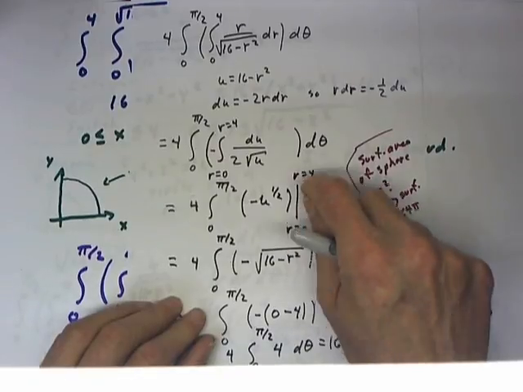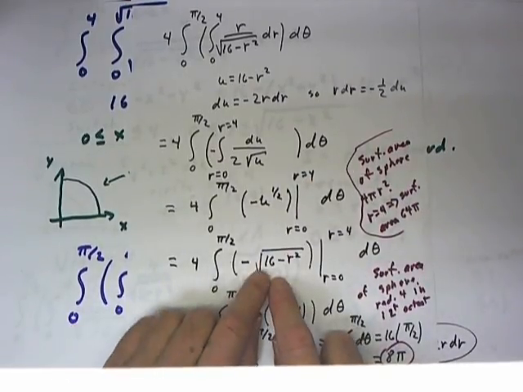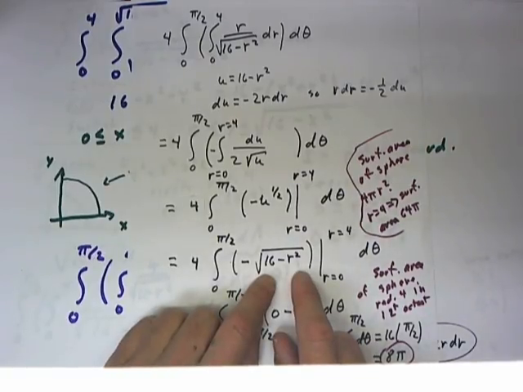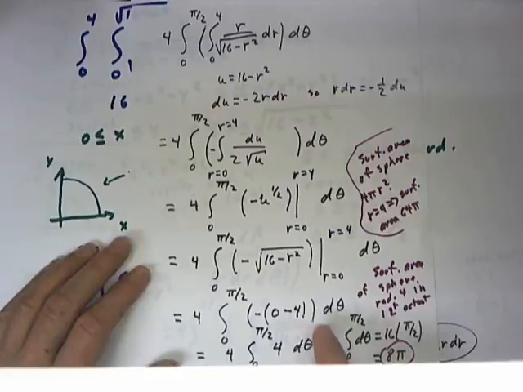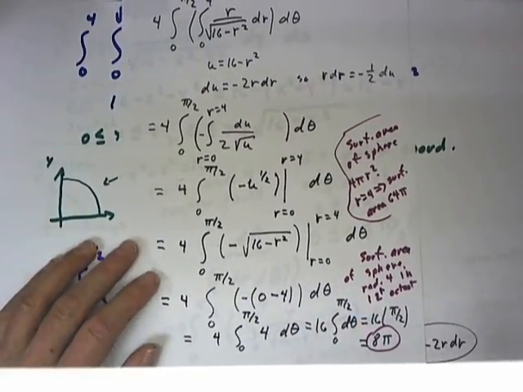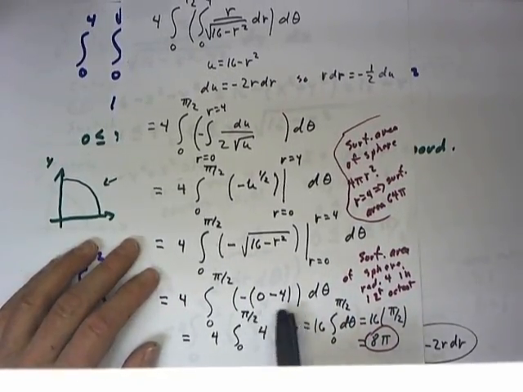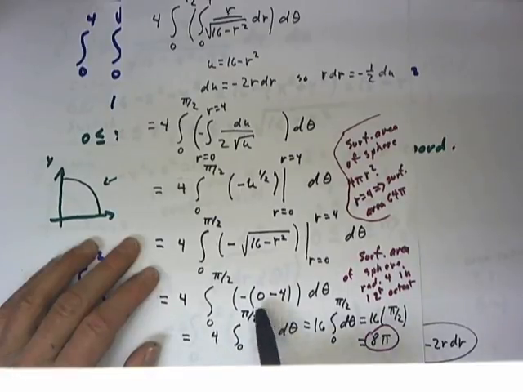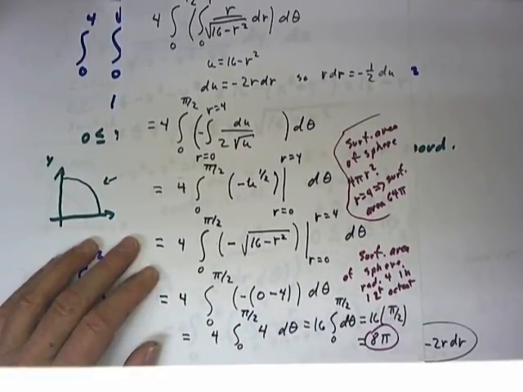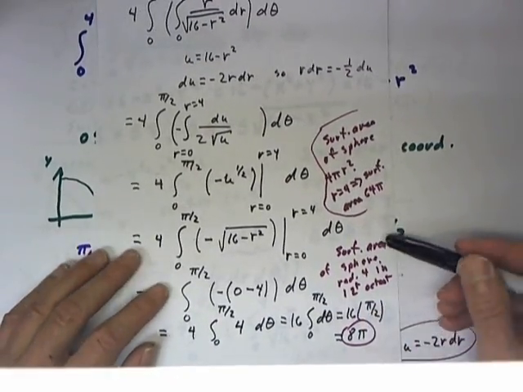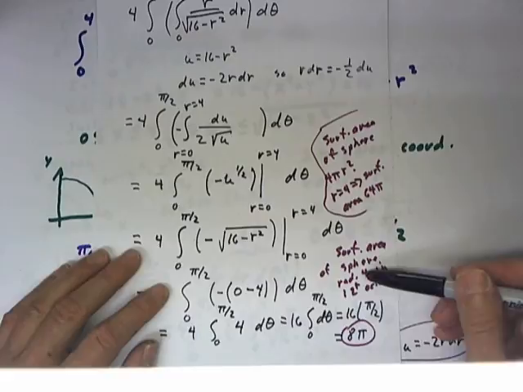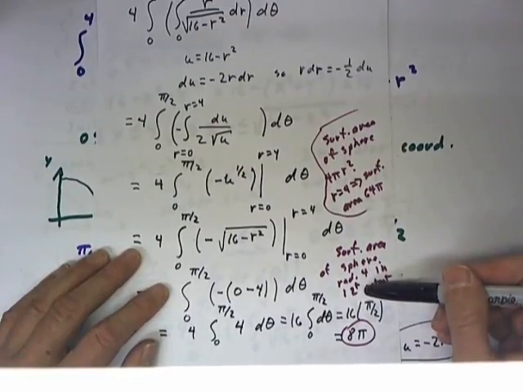Our limits are still r limits, so we're going to change our u back to 16 minus r squared. Our u to the 1/2 becomes this. We substitute our limits. We're careful to take care with our plus and minus signs, and we get this result, 8 pi. We re-emphasize that this is the surface area of a sphere of radius 4 in the first octant.